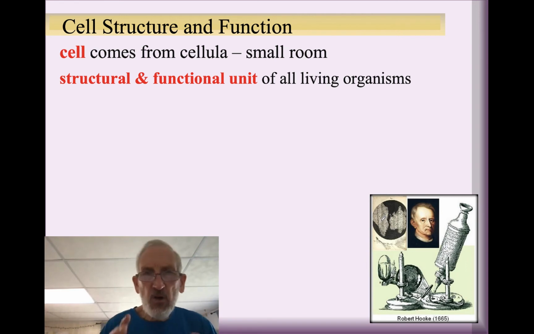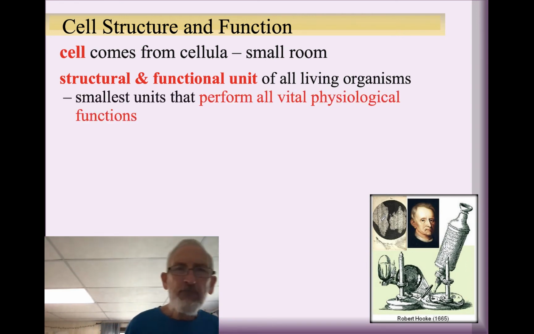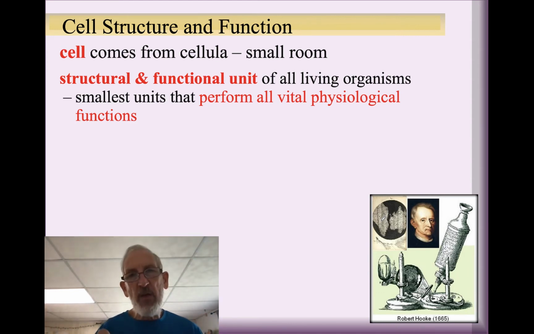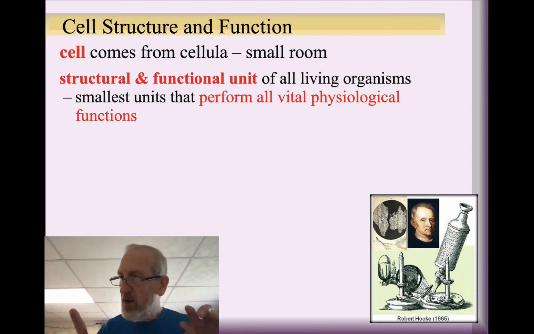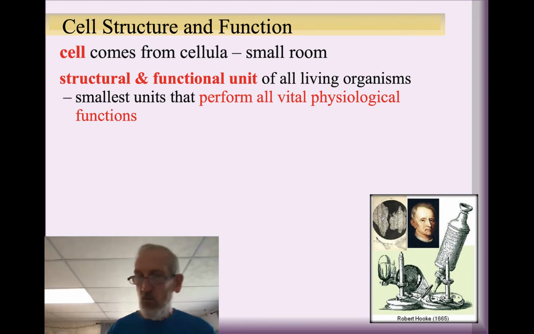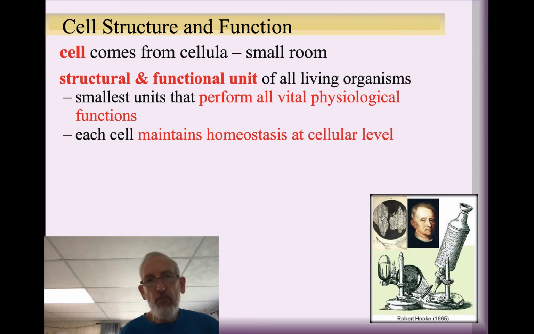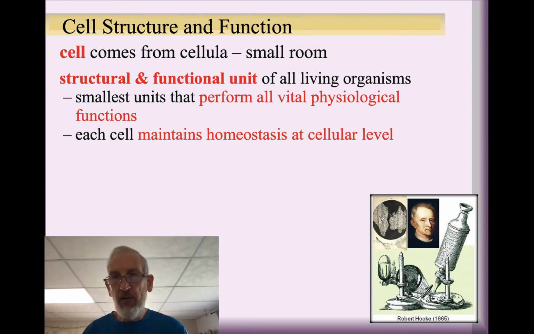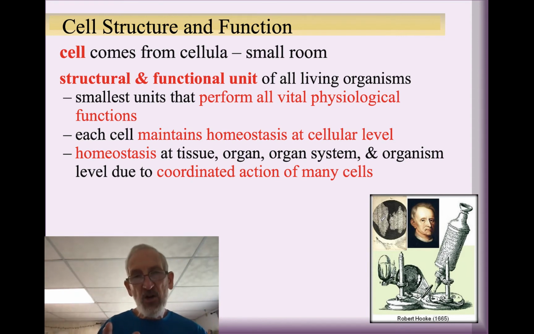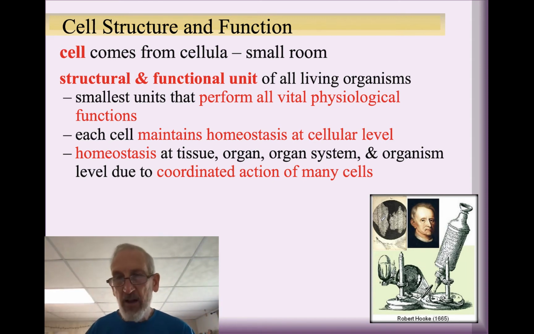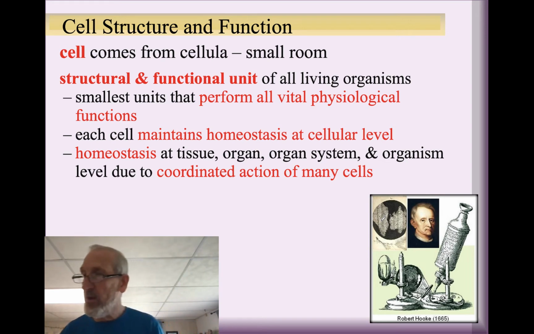The cell is the structural and the functional unit of all living organisms. Well, what does that mean? It means that it's the smallest unit that can perform all vital physiological functions. You only need one cell, but you have to have at least one complete cell. Each cell maintains homeostasis at the cellular level. And this is important because homeostasis at the tissue, organ system, and organism level is due to the coordinated action of many, many cells. In fact, about 37 trillion of those guys.